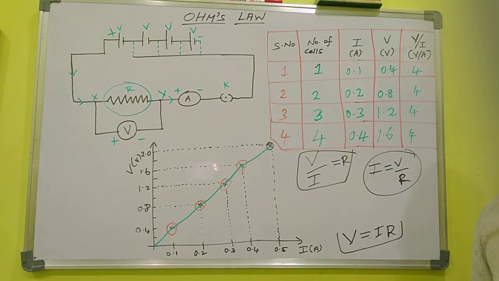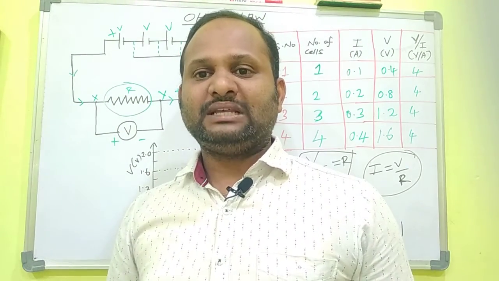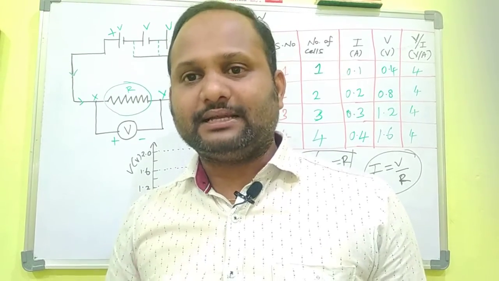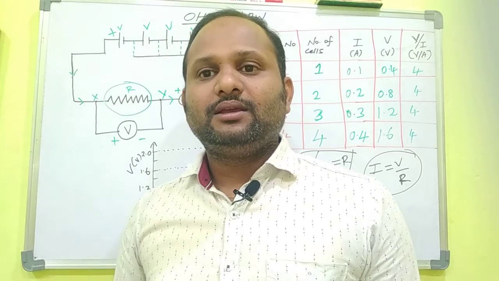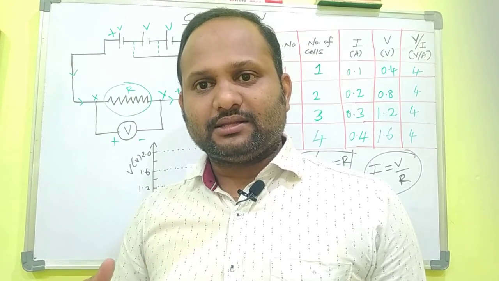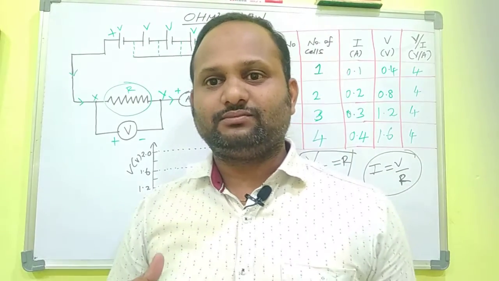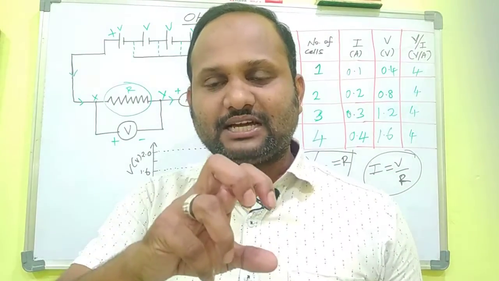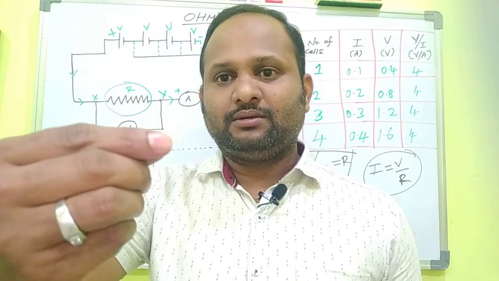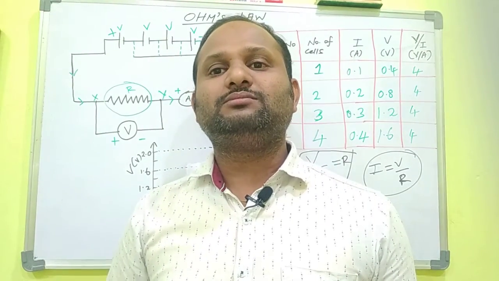What is the meaning of resistance? Resistance is the property of the conductor or alloy which is used to oppose the motion of the charges. The motion of the charges produces what? Electricity. If the electrons are moving with a constant velocity, a steady current will be produced.